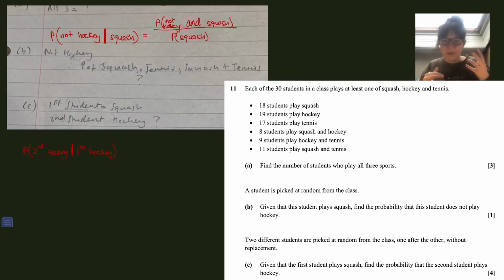Now, the only reason I'm wondering if that's what they're asking is that they've already tested conditional probability in the question above. So they're going to test conditional probability twice. That's unusual. But what would happen if this was the question? What is the probability the second person plays hockey given the first person plays hockey? Well, I'll write it the way around that it's written. What is the probability that the second person and the first person play hockey divided by the probability that the first person plays hockey? So that's one way I'm thinking about it.